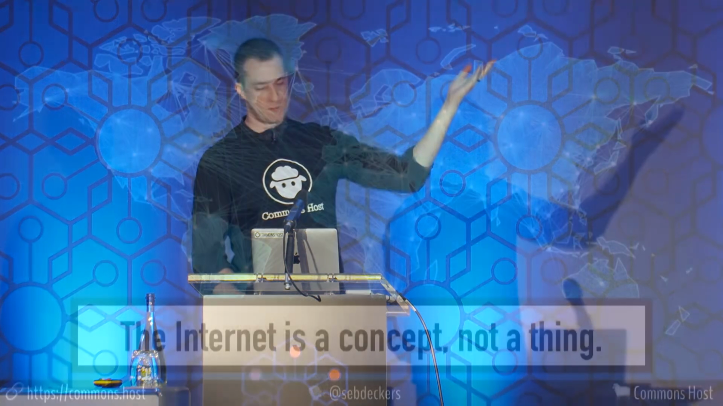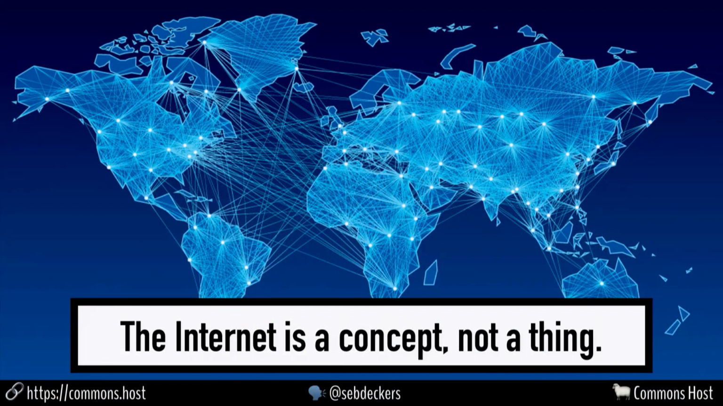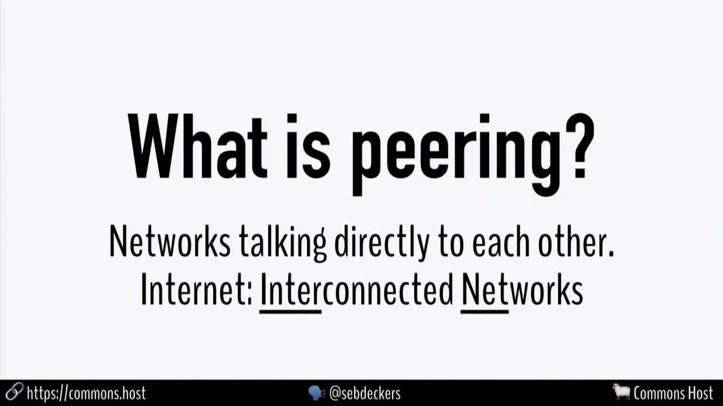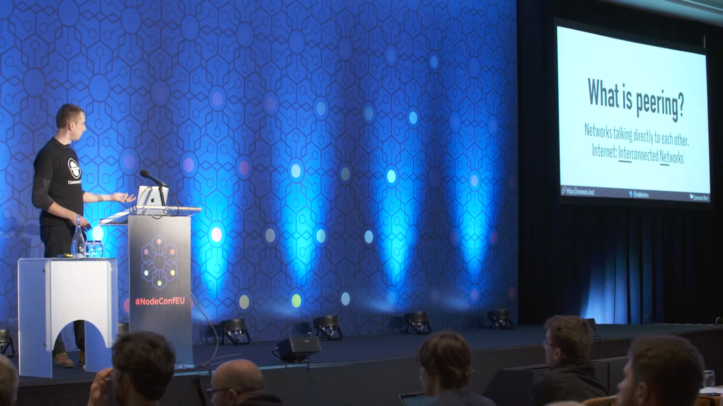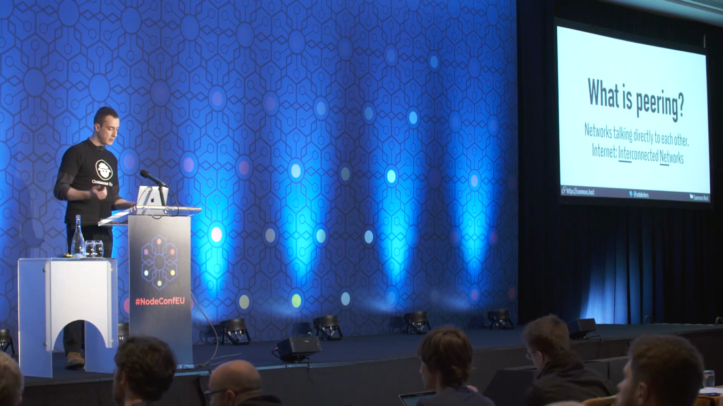That's because the internet is a concept, not a thing. The internet doesn't look like this kind of map. This is nonsense. There is not a cable from every ISP to every other ISP in the world. The real world is very different, much more uneven. It works through peering. Networks connect to other networks. That's literally what the internet means, interconnected networks.